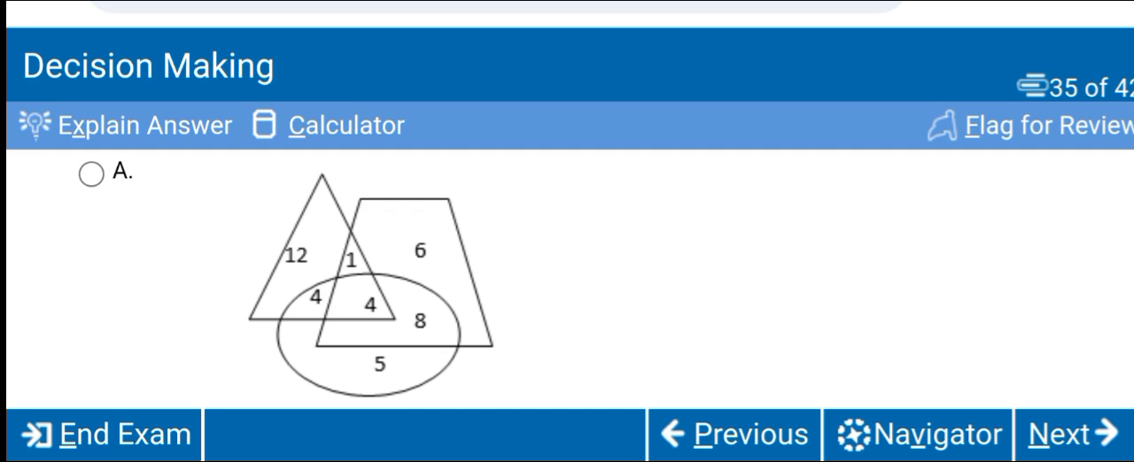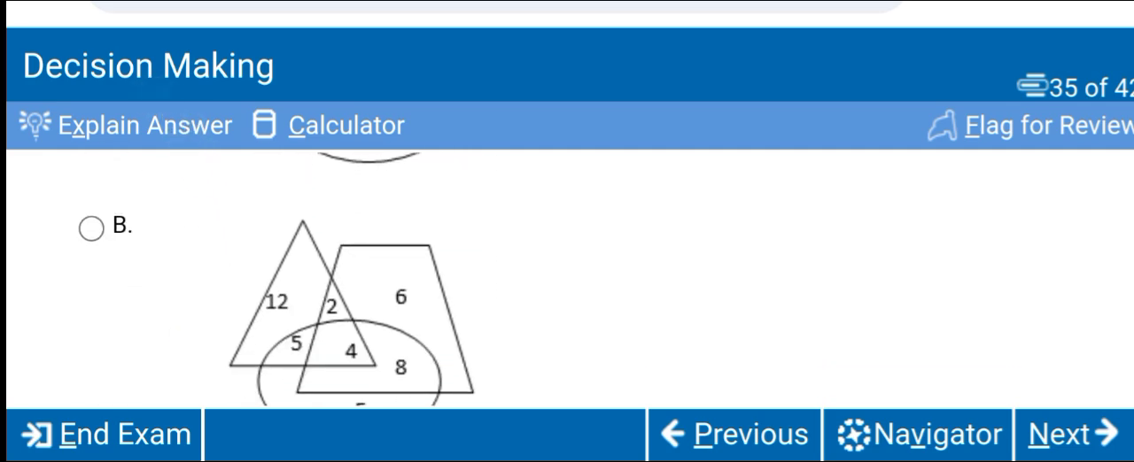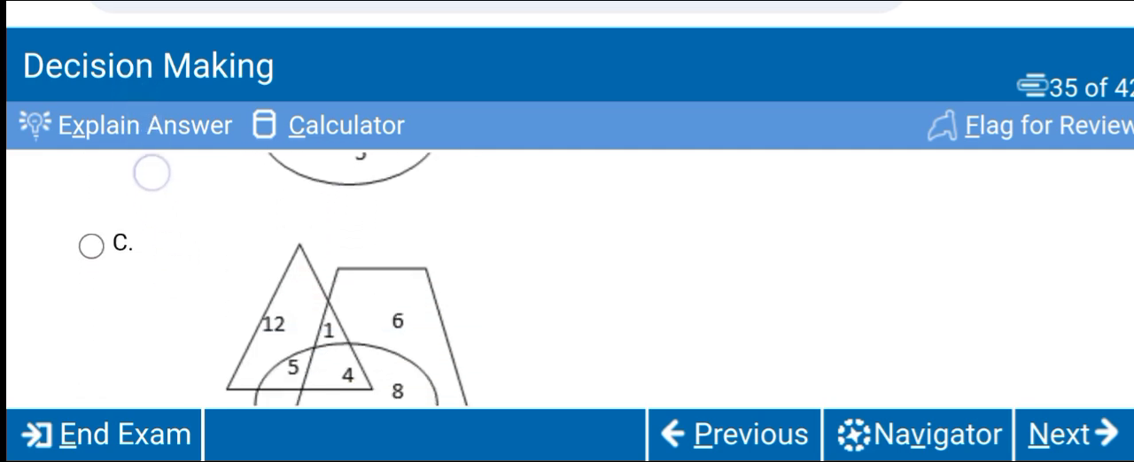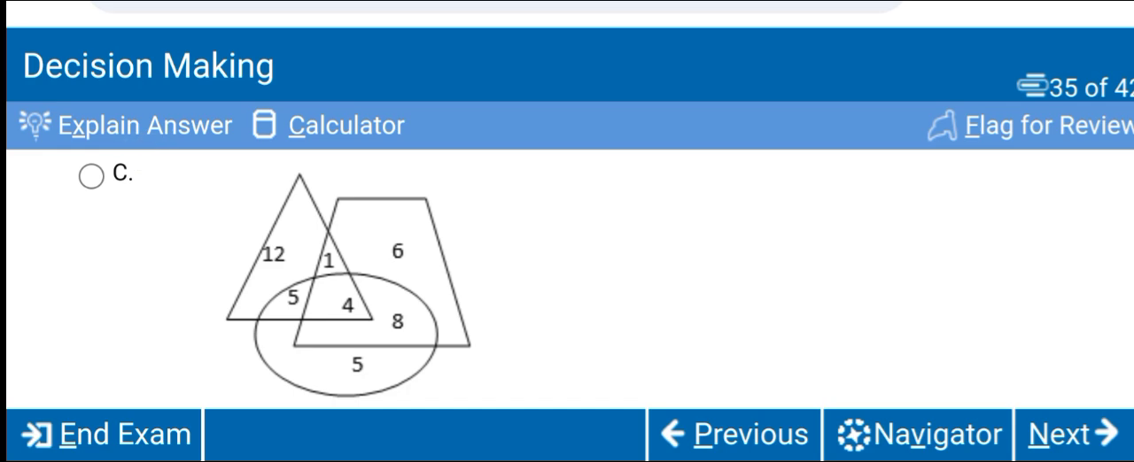Option A, having this diagram, and you can see the shapes and then the numbers. Then we have this option B, how the shapes are arranged within the numbers. Option C, representing this diagram.